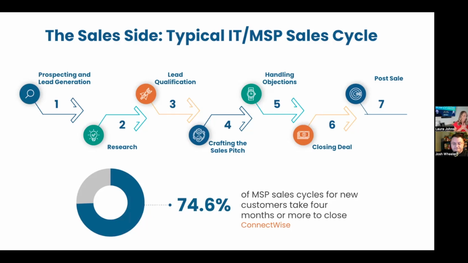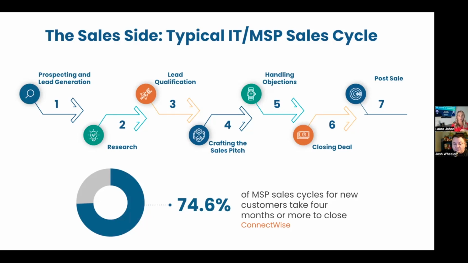Quick stat here, 74.6% of managed services providers' sales cycles take not 4 years, sometimes 4 years, but 4 months to close. So if you can just put in the chat what an average customer life cycle is for you. How long does it take from brand new prospect all the way to close? What's a typical life cycle?